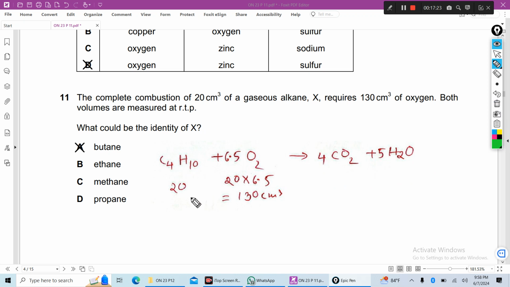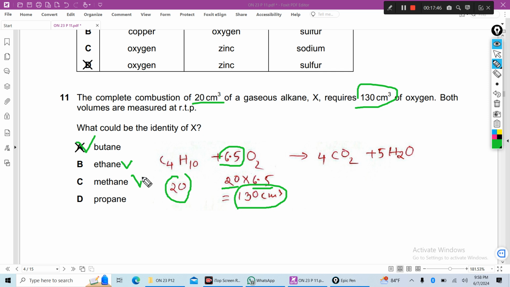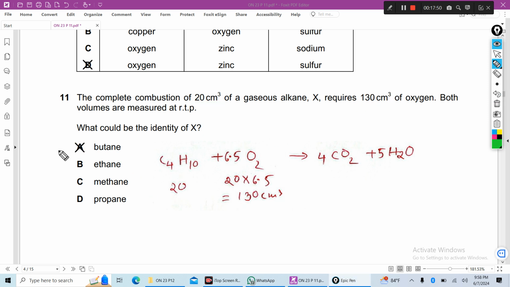Now you see, if 20 centimeter cube of butane is given, the oxygen will be 6.5 times more. So oxygen will be 20 times 6.5, I mean 130 centimeter cube. So you get the answer, 130 centimeter cube. A is the right answer. If you do this for ethane, methane and propane, you will not get this answer. So only A is the correct answer.